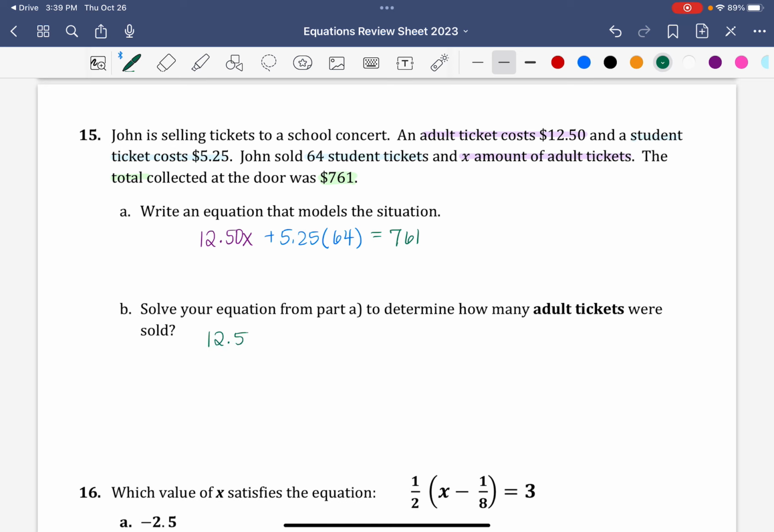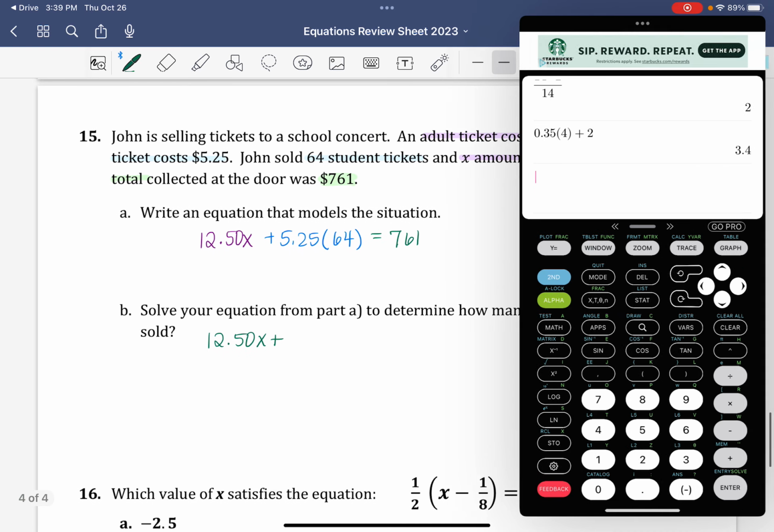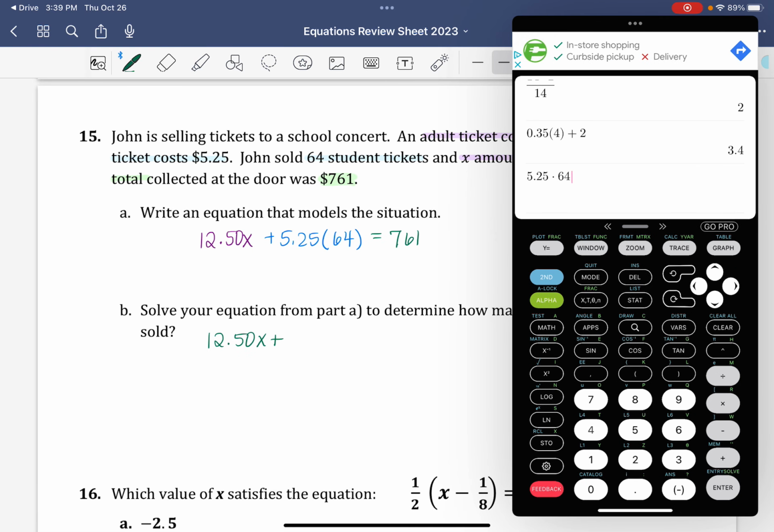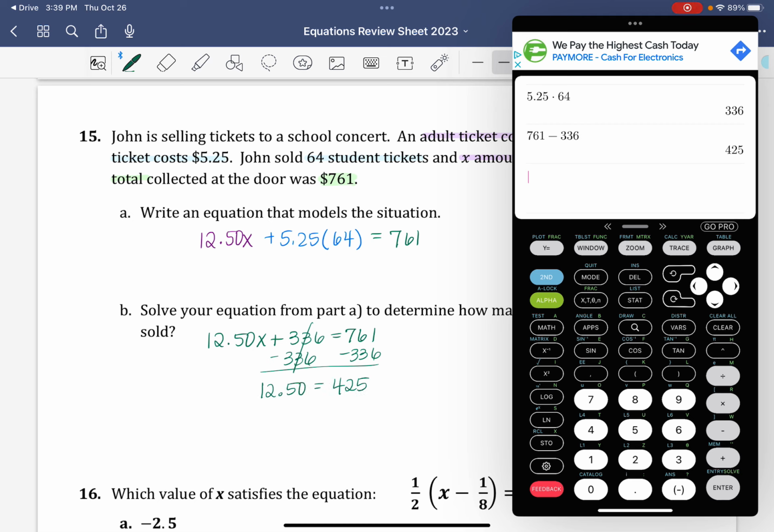So 12.50x plus, and then I'm going to do 5.25 times 64, and that gives us 336 equals 761. All right, we have our two-step equation, so I'm going to subtract the 336 to the other side. And that gives us 425. And then finally, we're going to divide by our $12.50. Oops, I forgot the x, 12.50x. And we get x equals 34.